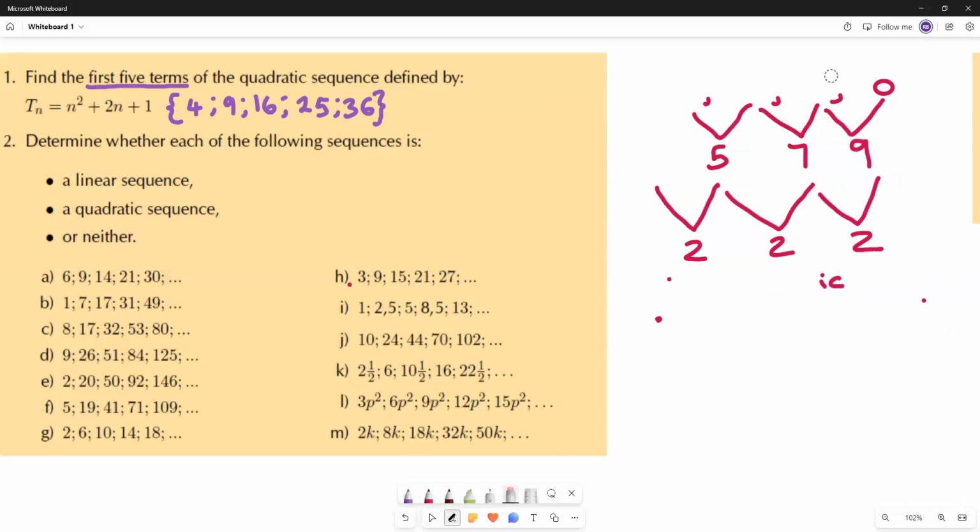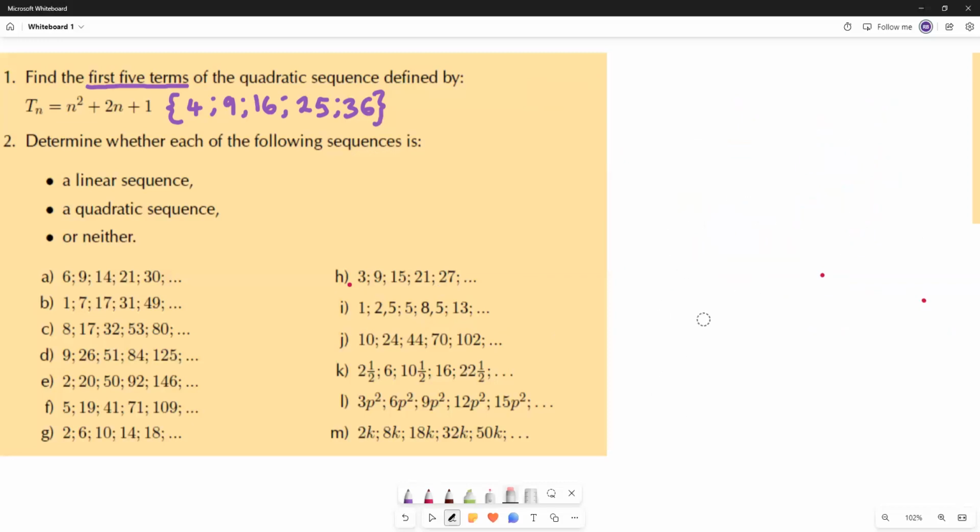Okay, so we're going to try B now. Very quick, sharp. So let's do B. On B we have 3, 9, 15, 21, 27. Let me just verify: 3, 9, 15, 21, 27. Let's do our first differences.